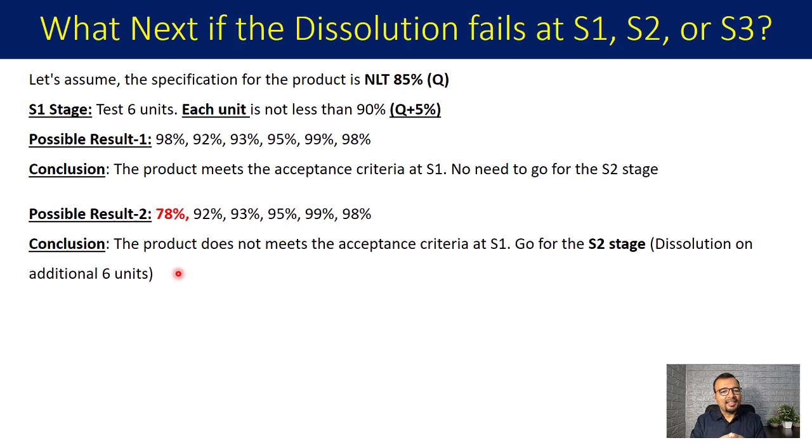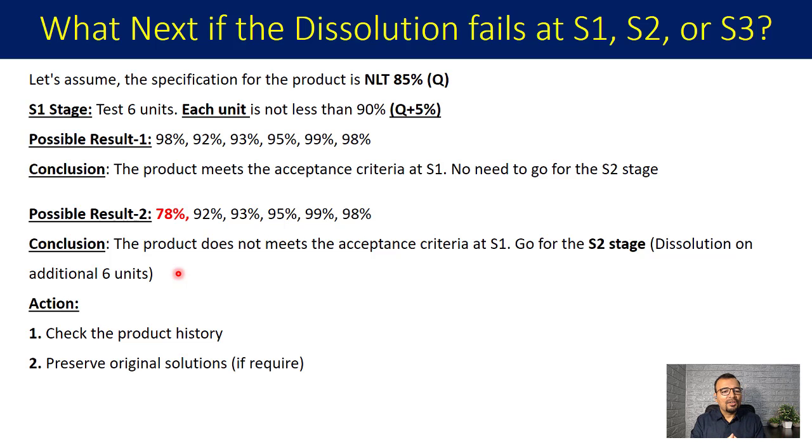What this indicates is that the product does not meet the acceptance criteria at S1, and you have to go for S2 stage, which means you have to conduct dissolution on an additional 6 units. But in addition to that, you can also check the product history, whether the product has not met at S1 level in the previous analysis. Preserve the original sample if required.